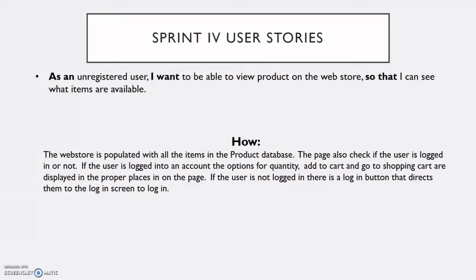How we're accomplishing this: the web store is populated with all the items in the product database. The page also checks to see if the user is logged in or not. If the user is logged in to an account, the options for quantity, add to cart, and go to the shopping cart are displayed in the proper places on the page. If the user is not logged in, there is a login button that directs them to the login screen to log in.